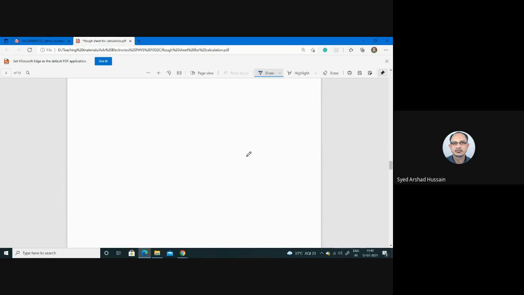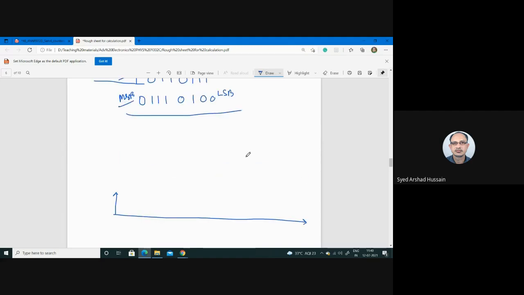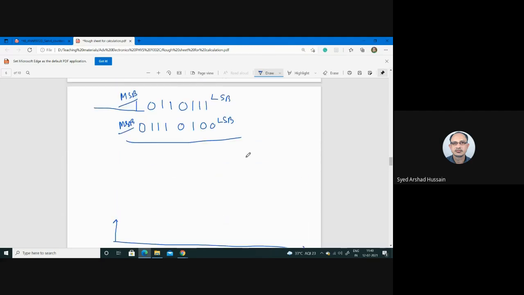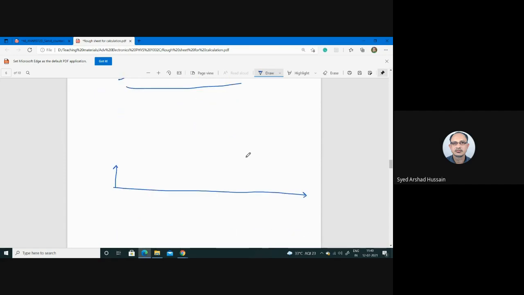So what we have to do, first we have to draw the J and K signals. So this is the time axis, this is the amplitude maybe. So J is given as 1 0 1 1 0 1 1 1. Okay, so this is my J.